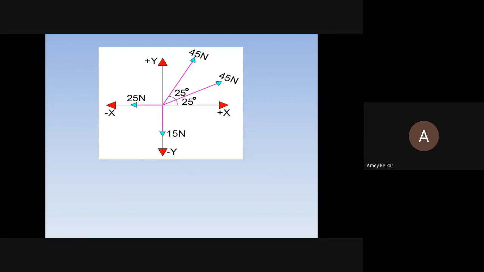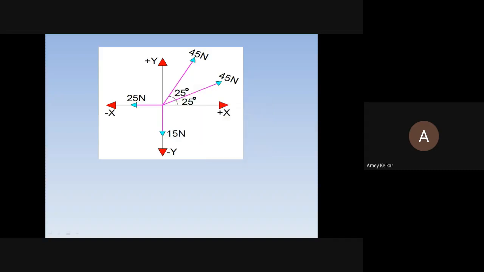First, two forces are there in one quadrant, and see the angle. The first angle is 25 degrees with the x-axis. The second is a 45 Newton force, and the angle 25 is given with the other force. But for resolution, we want the angle to be with the axis only. So the first force is 45, angle is 25. So what will be the angle of the second force? 50. Okay, now see here the important thing.